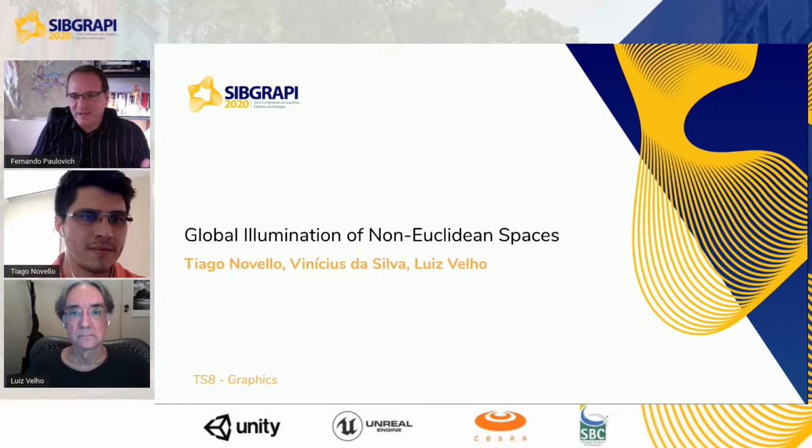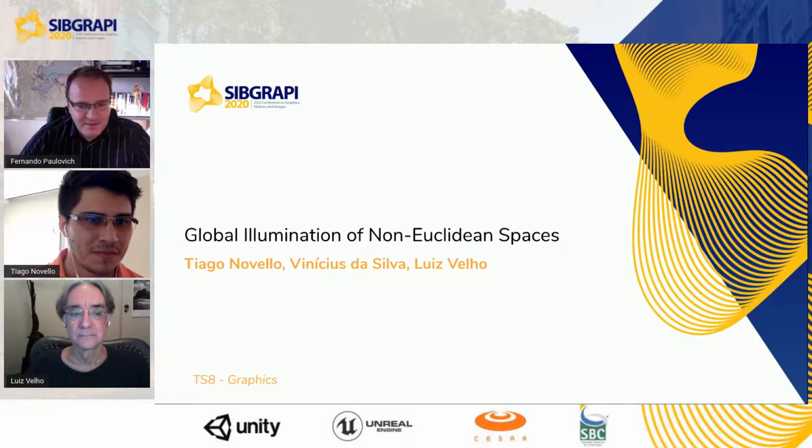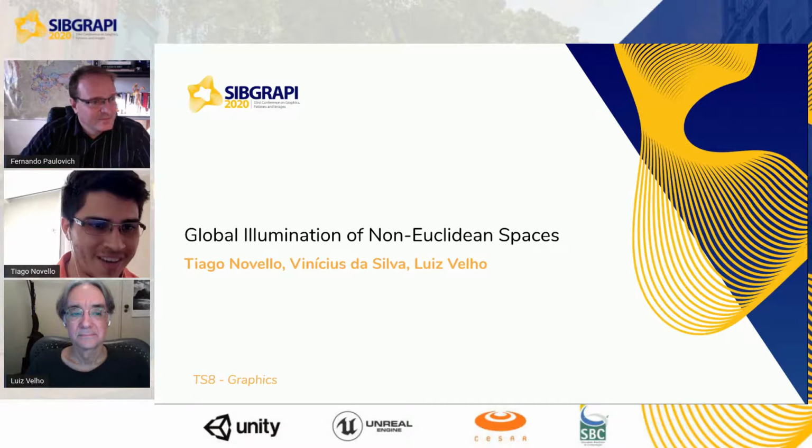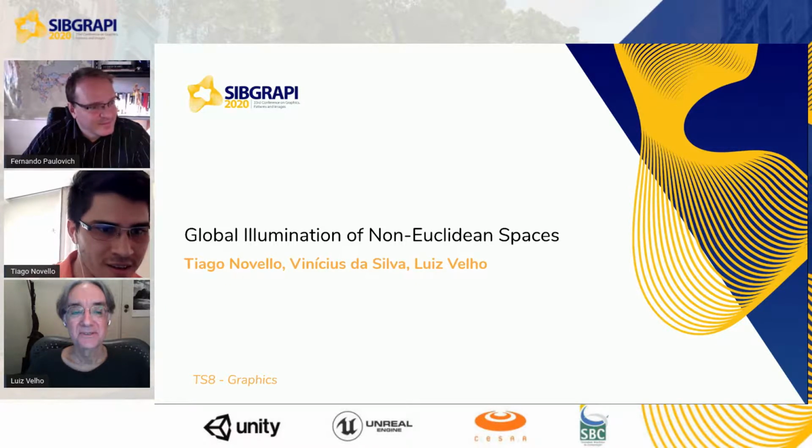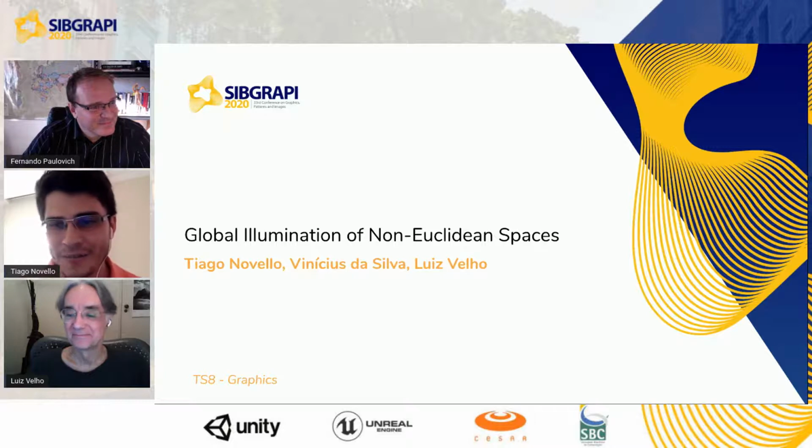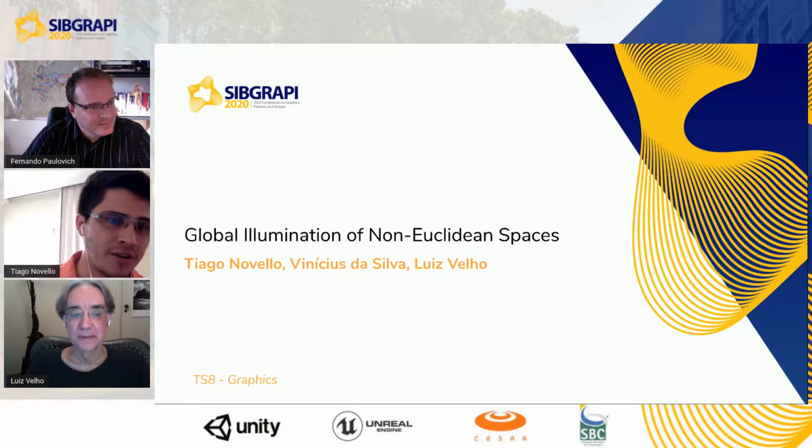My first question is, what are the advantages of using a non-Euclidean space versus a Euclidean space? Well, because you cannot visualize non-Euclidean spaces using the traditional methods used for visualizing Euclidean space.